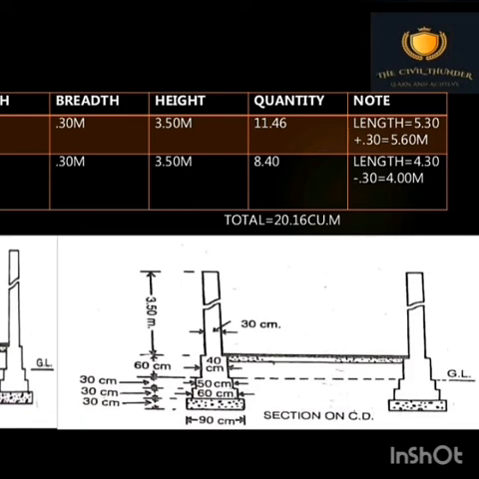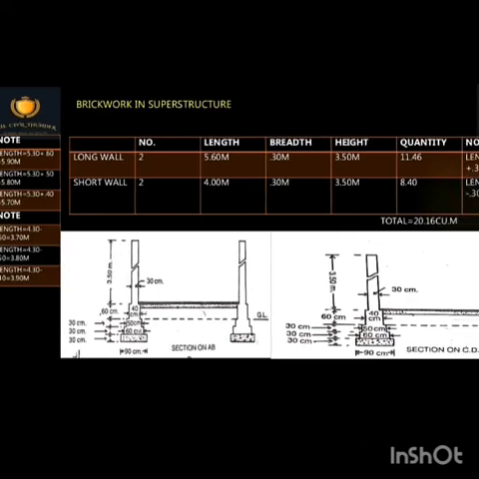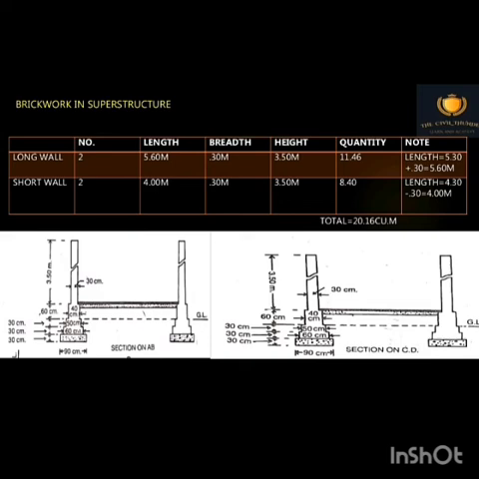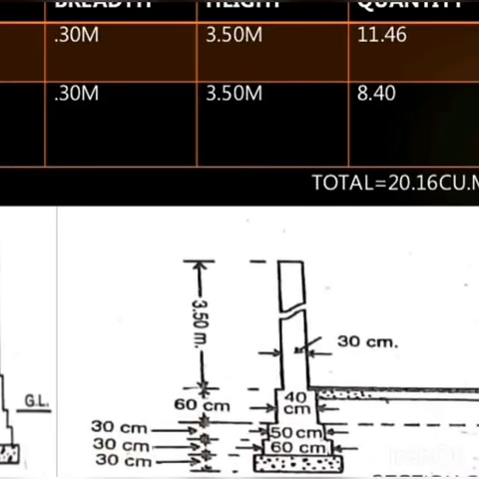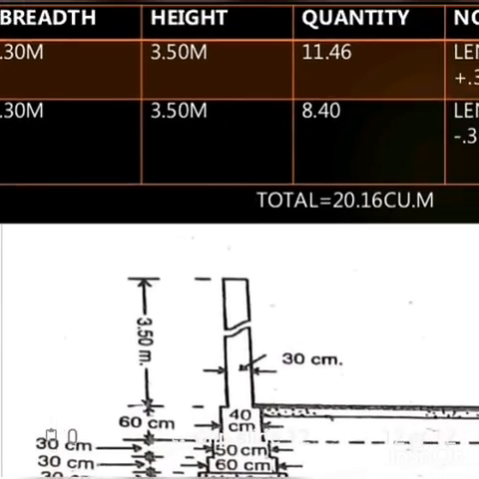And now the inner to inner length of the short wall is equal to 4.3 meters, that is the center to center length of the short wall, minus the width of the wall, which is 0.3 meters. Therefore, the inner to inner length of the short wall is 4 meters for brickwork. Now, by noting down these length values in the length column, in the numbers column we put 2 for both the long wall and short wall because we have 2 long walls and 2 short walls. In the length column, we note the values 5.6 meters and 4 meters respectively. In the breadth column, the breadth of the wall is 0.3 meters and 0.3 meters. And the height of the wall is given in the cross section as 3.5 meters for both the short wall and the long wall. I have noted that in the height column.